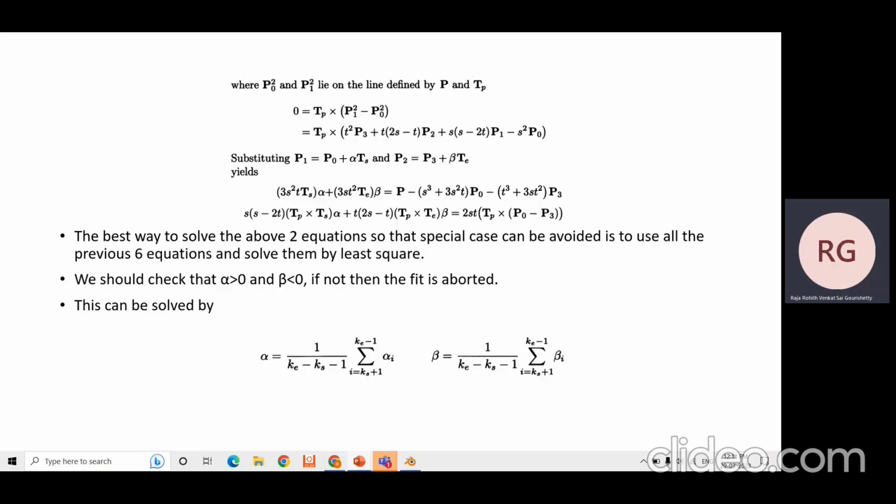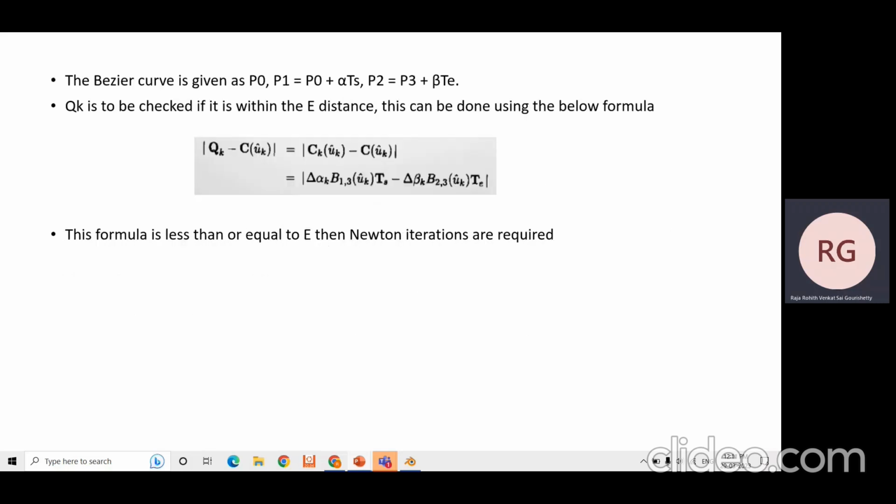Now we should check that alpha is greater than 0 and beta is less than 0. If not, the fit is aborted. This can be solved using alpha equal to 1 by Ke minus Ks minus 1, summation of alpha I from I equal to Ks plus 1 to Ke minus 1, and beta is 1 by Ke minus Ks minus 1 of beta I, which is summation of beta I from I equal to Ks plus 1 to Ke minus 1.